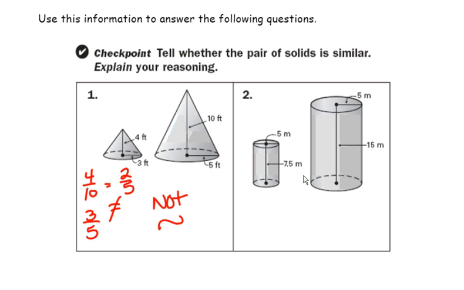All right, over here, if I check the ratio of the heights of these two cylinders, so 7.5 to 15, that reduces to 1 to 2. And then if I take a ratio of their radii, I get 2.5 to 5, which also reduces to 1 to 2. So their corresponding parts are proportional, so these guys are similar.